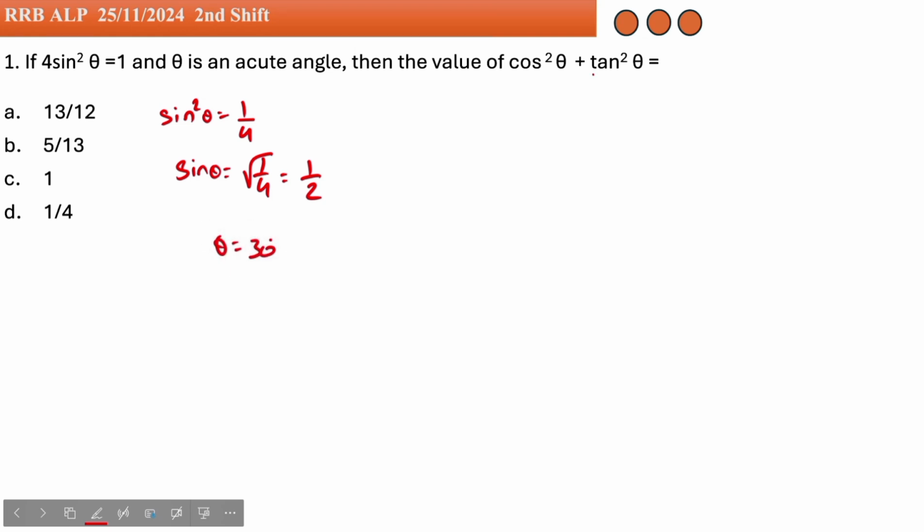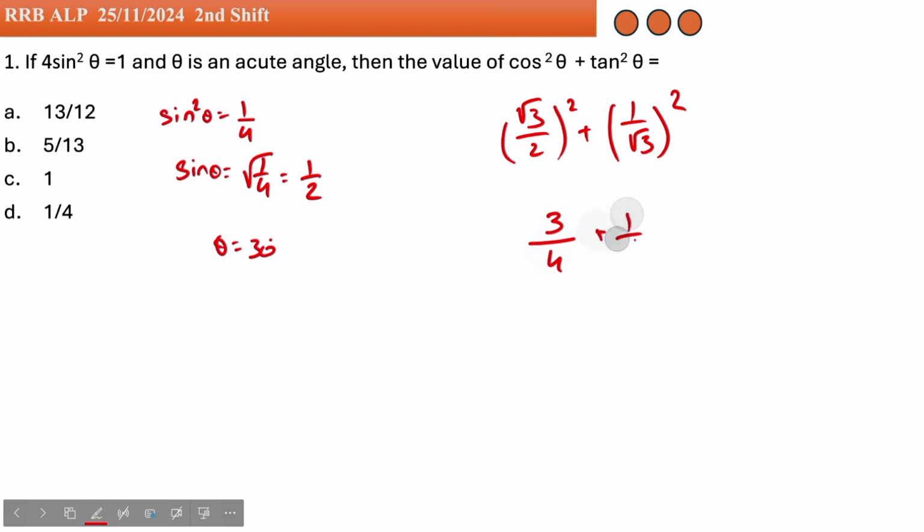So substituting this theta value in this, cos square 30 is root 3 by 2 whole square plus tan square 30 is 1 by root 3 whole square. Solving this, root and square get cancelled, 3 by 4 plus 1 by 3, that is taking LCM 12, divided by 9 plus 4. 13 by 12 is our answer, option A.